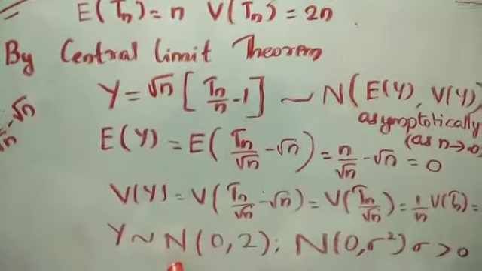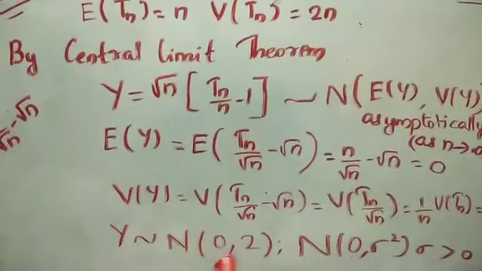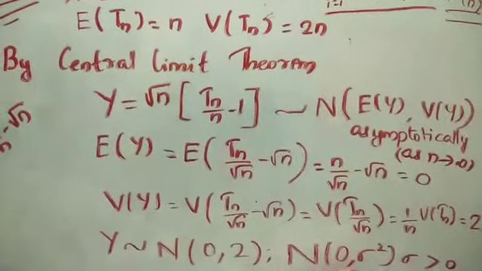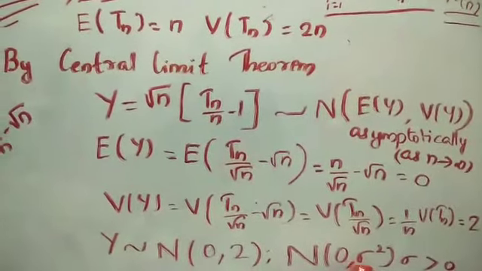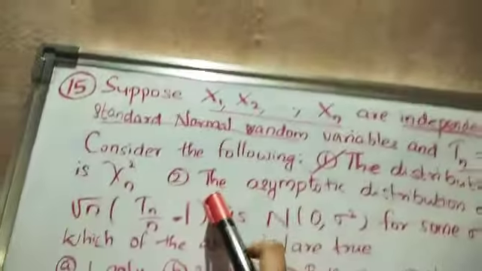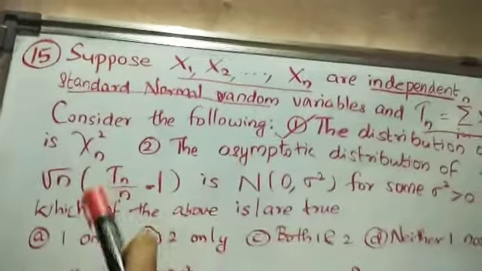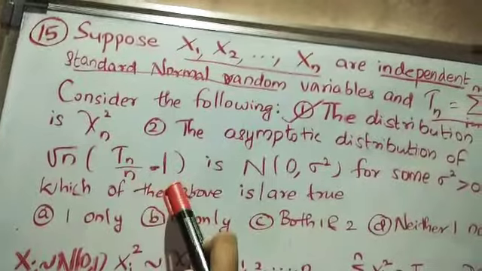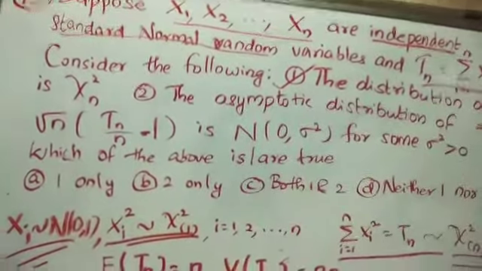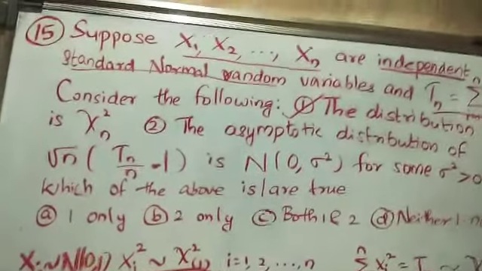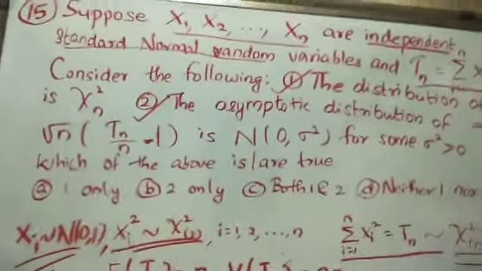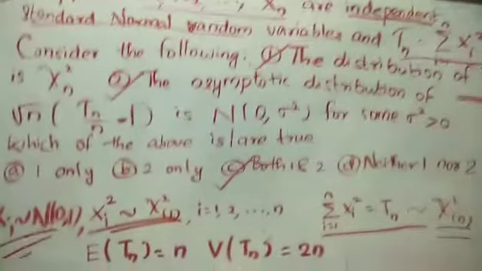So by central limit theorem, y follows normal distribution with the parameters 0 and 2, which is of the form normal distribution with the parameters 0 and sigma square. Here sigma square is equal to 2, which is greater than 0. So the second statement, the asymptotic distribution of root n into Tn by n minus 1 is normal 0, sigma square for some sigma square greater than 0, is true. So from the given statements, both statements are true. So option C, both 1 and 2, is the correct answer.